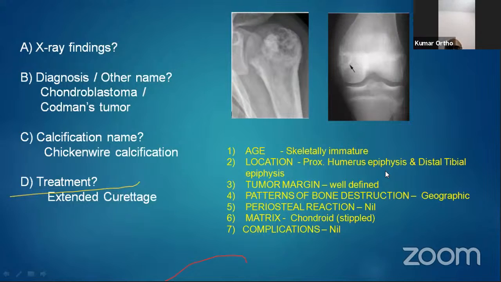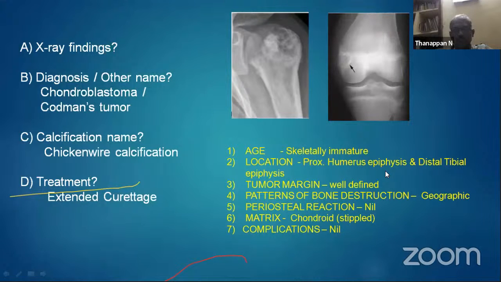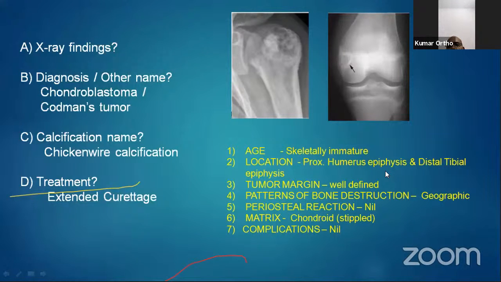For a locally aggressive tumor, you have to do extended curettage, then bone grafting, bone cement, like that. For malignant tumors, you have to go for surgery, chemotherapy, or radiotherapy, like that. You have to discuss this in the exams.